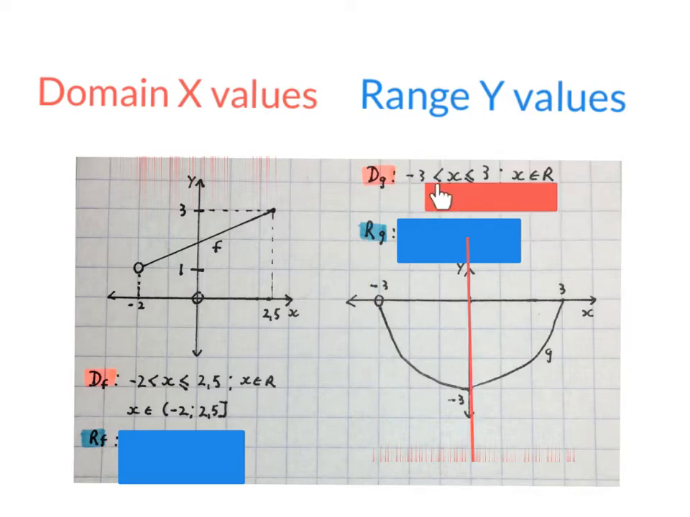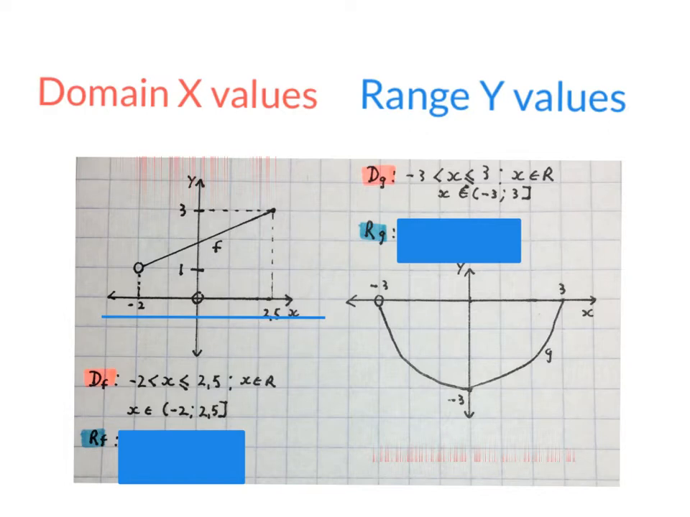So in set builder notation, your answer would look like this: x is bigger than minus 3, not including, and x is smaller than or equal to 3. x is an element of real numbers. Also write it in interval notation: x is an element of, not including minus 3, all the way up to 3, including 3.